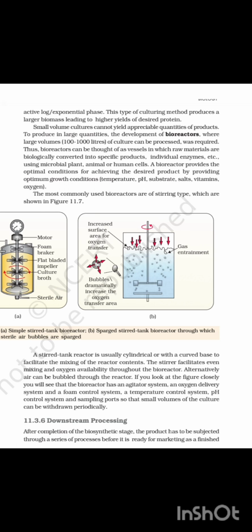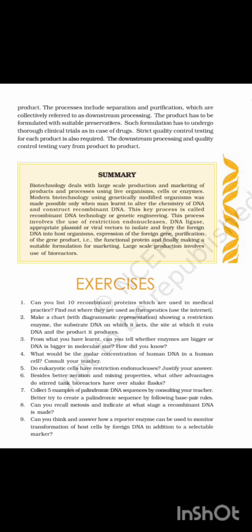11.3.6 Downstream processing. After completion of the biosynthetic stage, the product has to be subjected to a series of processes before it is ready for marketing as a finished product. The processes include separation and purification, which are collectively referred to as downstream processing. The product has to be formulated with suitable preservatives. Such formulation has to undergo clinical trials. As in the case of drugs, strict quality control testing for each product is also required. The downstream processing and quality control testing vary from product to product.